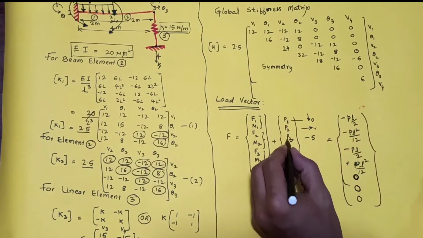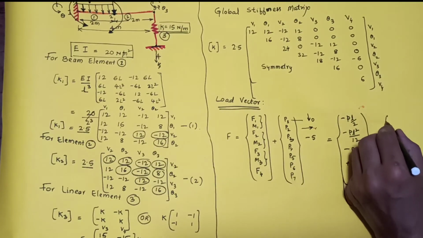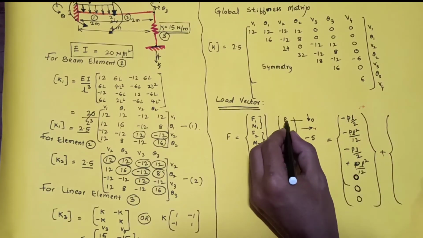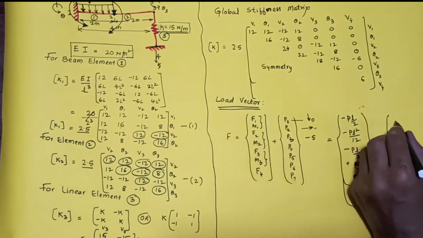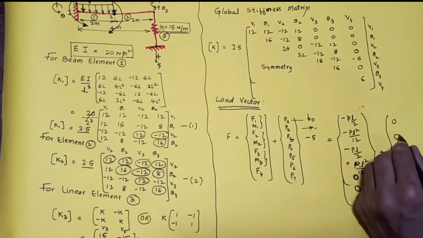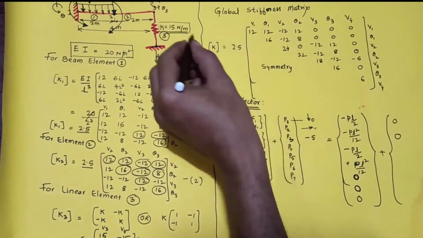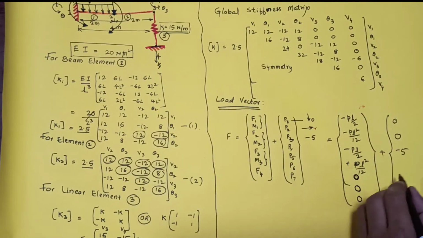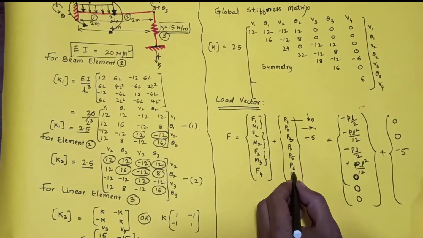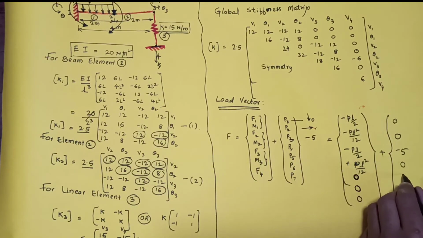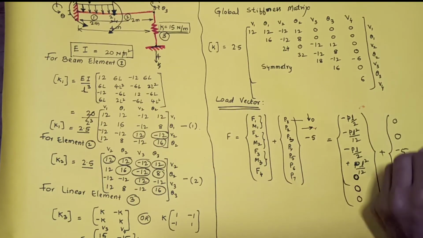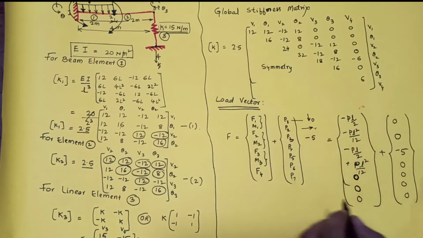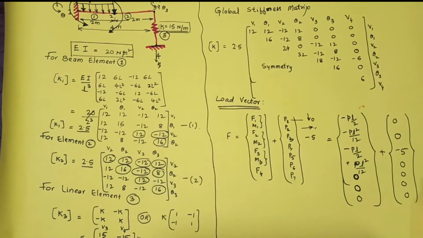So this is the first one we have completed. In the second one, as I said, 0, 0, 0, 0, and at F3 we are having minus 5. All the other values like P4, P5 will be 0, 0, 0, 0. Now you make the sum of these two. Hope it is clear to you.